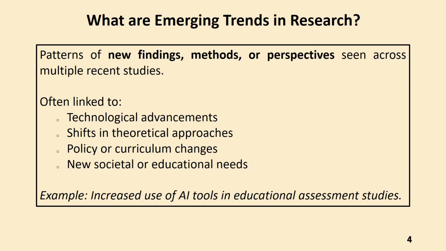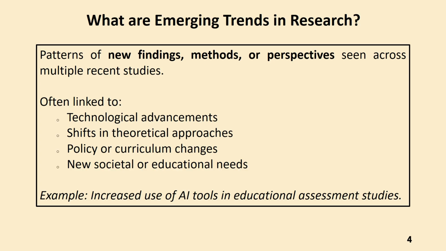Now, what are the emerging trends in research? You can see here, I have identified a few things which seem very emerging in modern times, like patterns of new findings, methods or perspectives seen across multiple research studies. It often links to technological advancement. We all know that now we are in a world of technology, and not only in the field of social sciences; in other disciplines also, research and trends have emerged in the field of technological advancements. Shift in theoretical approaches, policy or curriculum changes, new societal and educational needs.